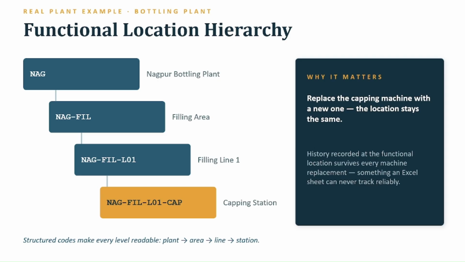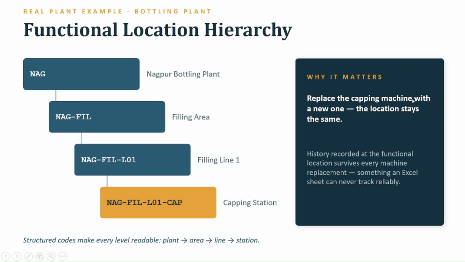In that bottling plant there is a filling area, a filling line, and a capping station. So whenever a technician sees the functional location, he knows the exact location of the functional area, or the exact location where the equipment is installed. Based on this functional location hierarchy, any person can easily understand it. Okay, so why does it matter?